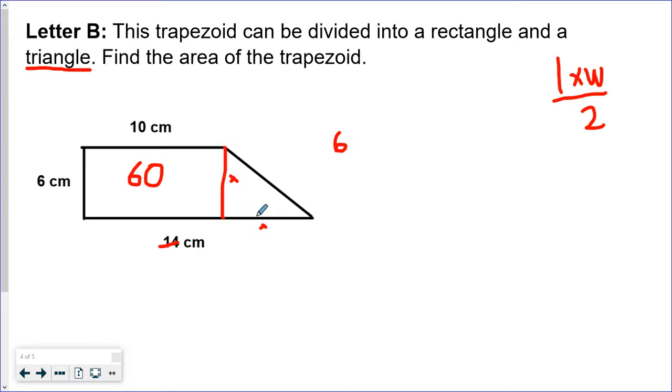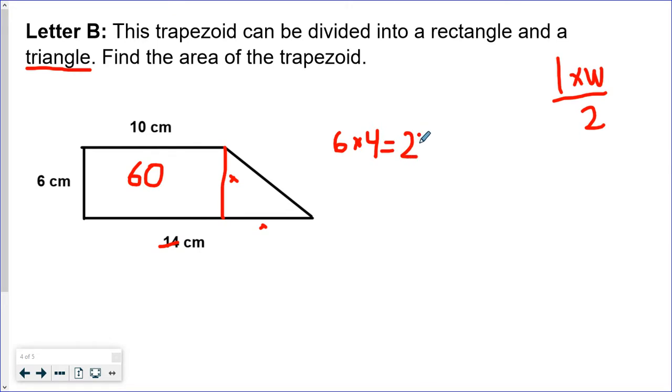Now I've got to figure out this side right here. And in order for me to figure out this side, I've got to take the two sides that are parallel. One of them is this whole thing, which is 14. And I'm going to subtract the 10. If I take 14 minus 10, that means this missing number right here is 4. So what I'm going to do is multiply 6, which is the height, and then 4, which is the width. We've got the length and the width. So I'm going to do 6 times 4, which is 24.